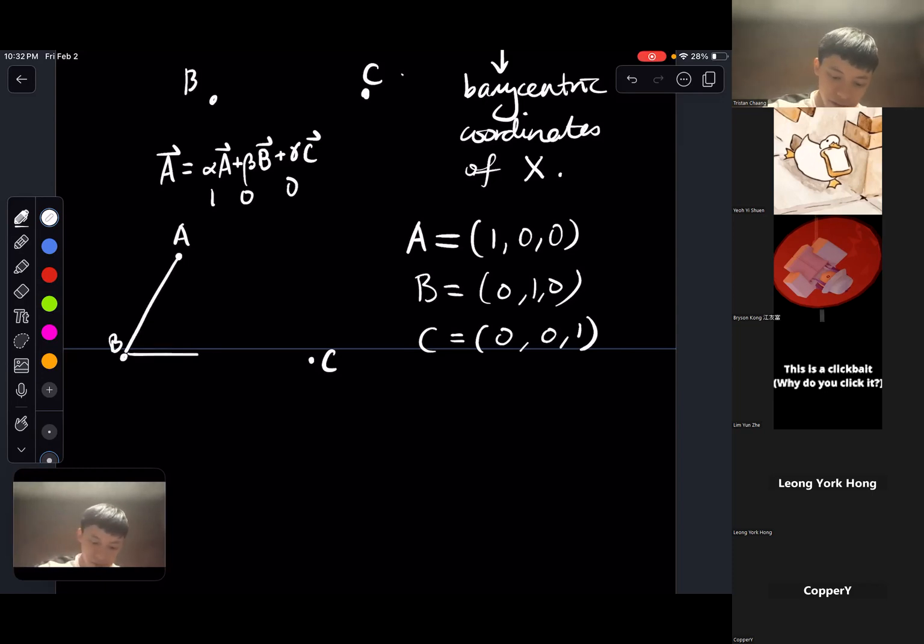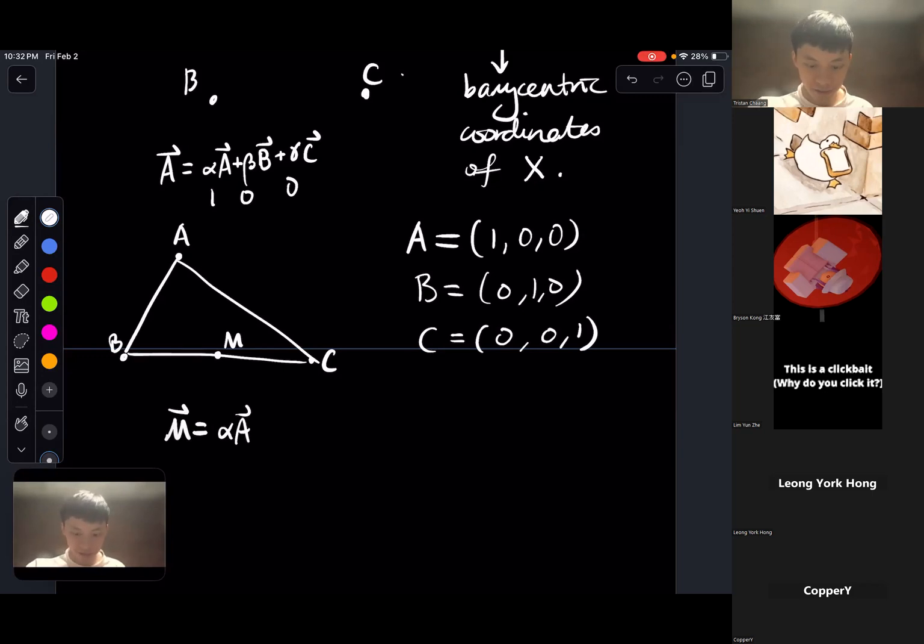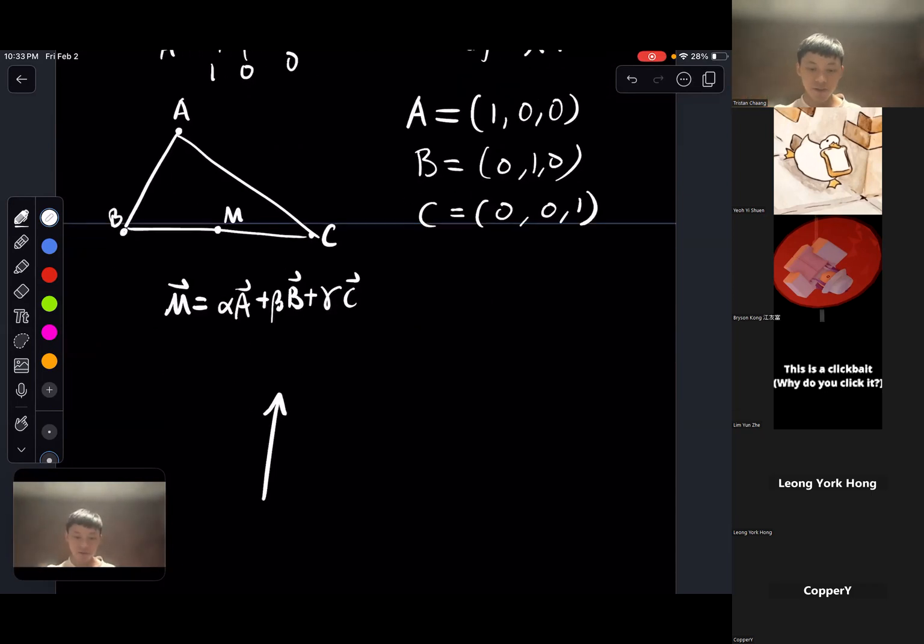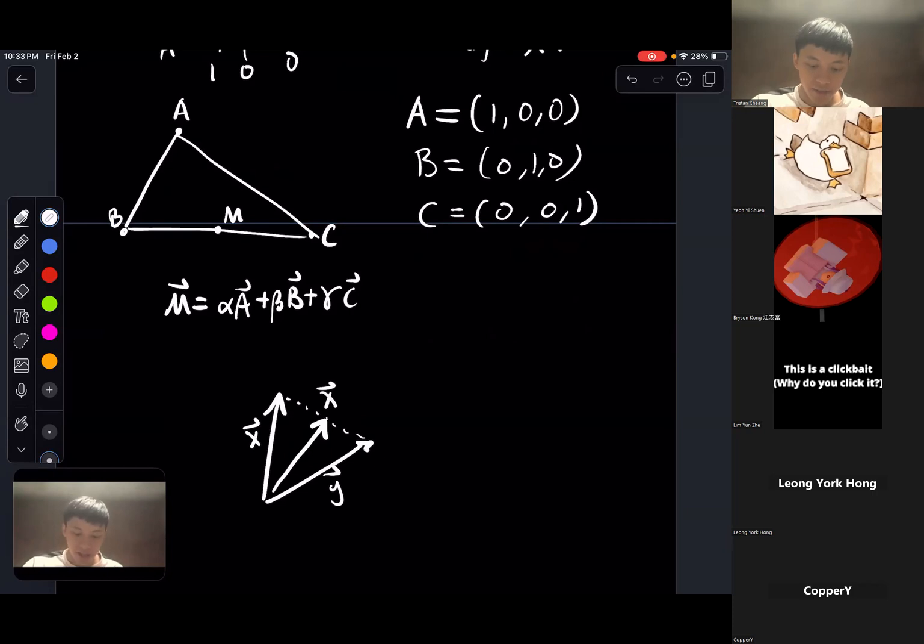Now, for example, let's say we have the midpoint of BC. The midpoint of BC. Then how do we write M as a linear combination of A, B, and C? So if you're familiar with vectors, if you have one vector here, one vector here, and we want the midpoint of the endpoints, let's say this is x and this is y. This vector is x plus y over 2.